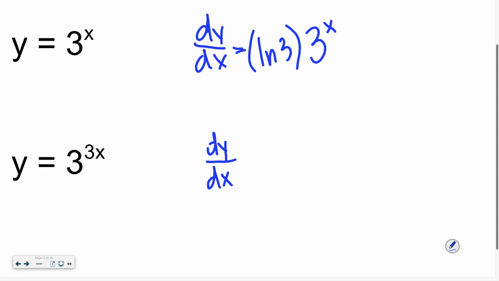Some of you are like, man, this isn't so bad. Practice it, otherwise you're not going to remember it. Now if our function is 3 to the 3x, copy paste, natural log of the base, times, chain rule 3, because that's the derivative of the inside.